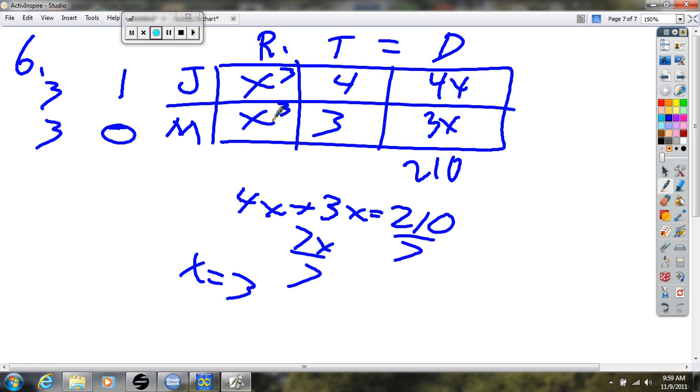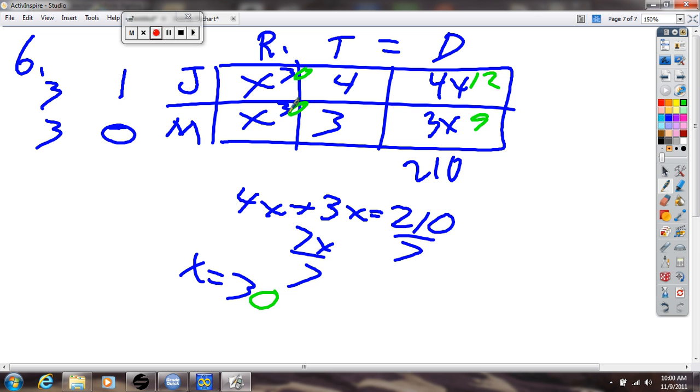x, this is 3. This is 3. 3 times 4 is 12. 3 times 3 is 9. What is 12 and 9? I'm sorry, x equals 30. Okay, sorry. 30. I just got ready to realize that, since 12 and 9 does not equal 210. Yeah, I got a 0 here and here. So they're 120 and 90. Okay?